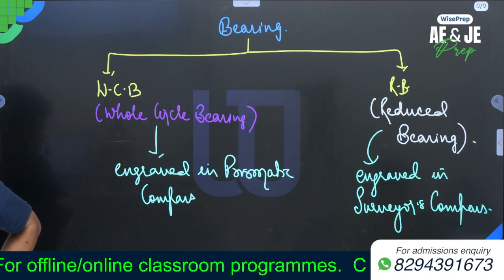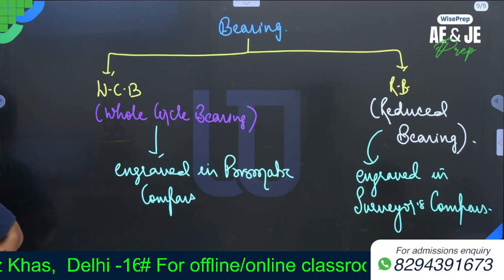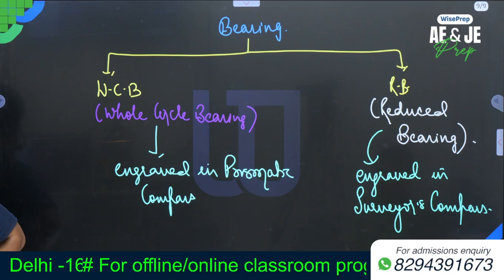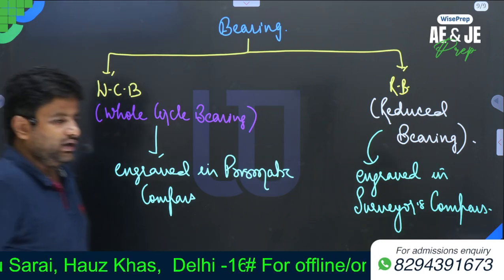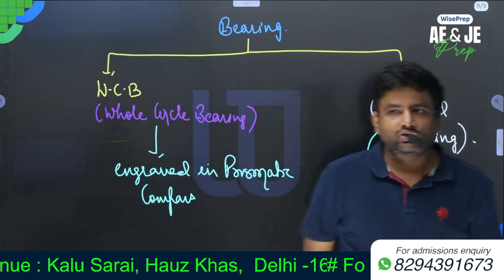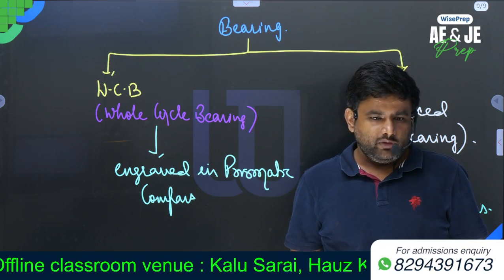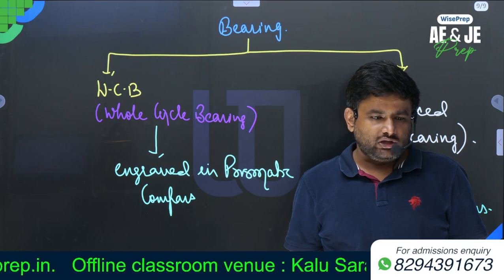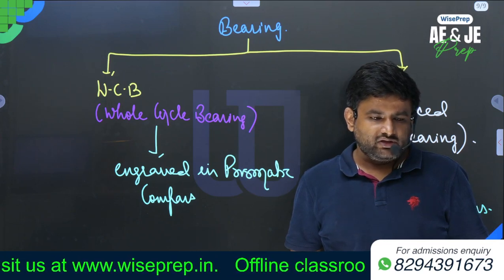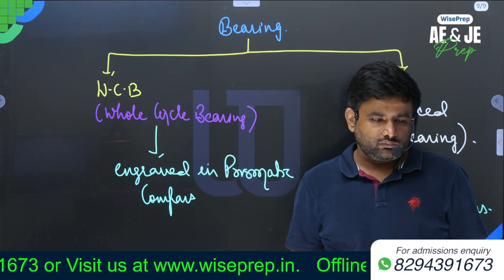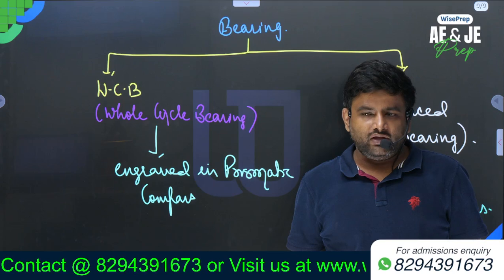Written. So write down: bearing is the horizontal angle which a line makes with the reference meridian.